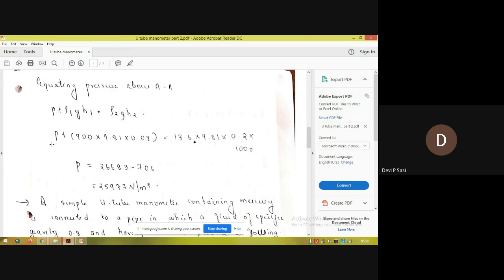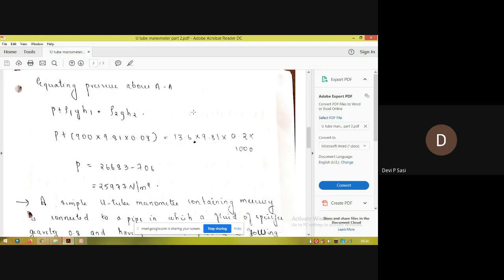P is unknown there. Rho 1 is obtained as 900. g, as you know, is 9.81. H1 is obtained as 0.08 meters. Then rho 2 is 13.6 into 1000, g is 9.81, and H2 is 0.2, which is already given in the question. Then what is unknown here? The only unknown is P.